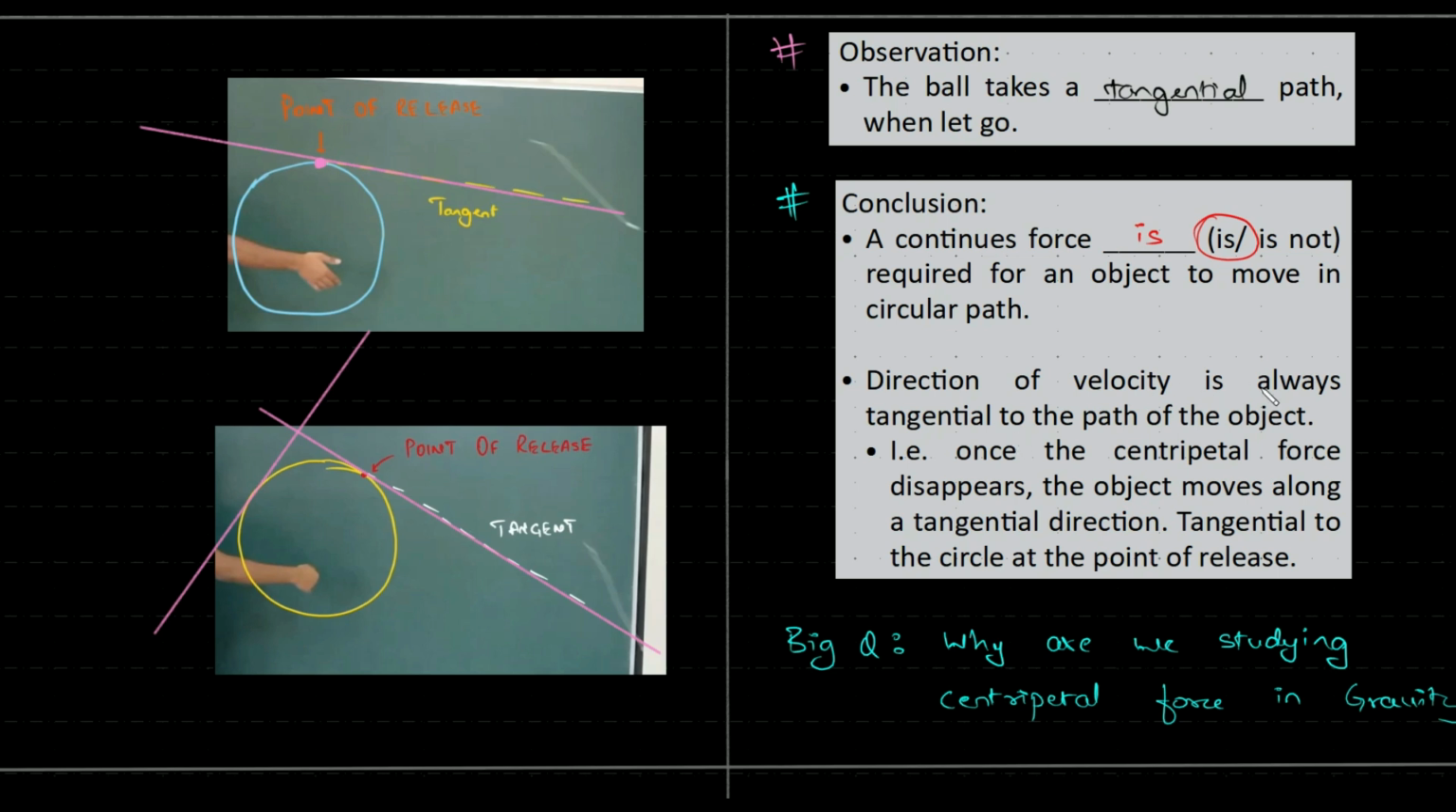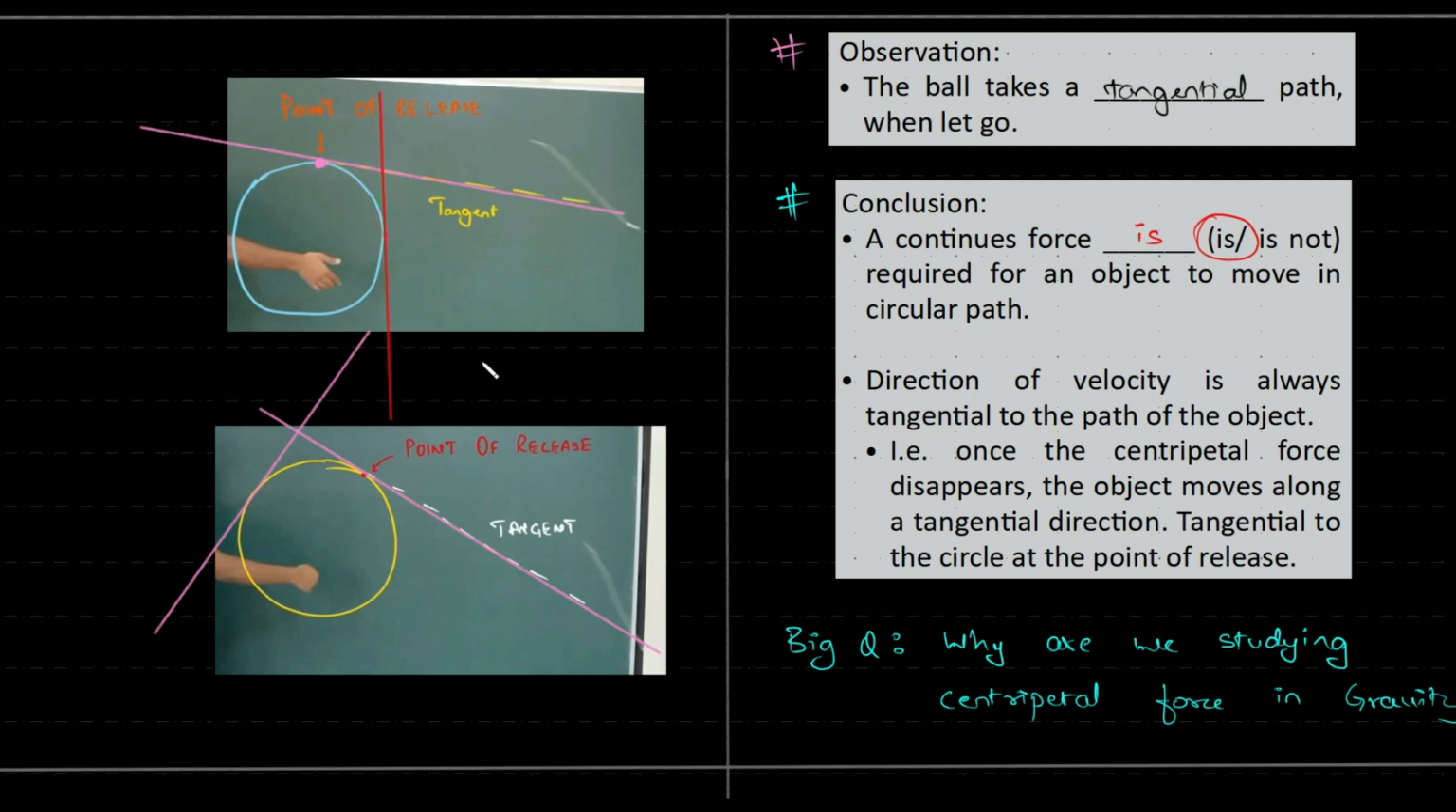So the direction of velocity is always tangential to the path of the object. Don't worry, you guys will make sense of all of this as and when you study the chapter. So the direction of velocity is always tangential to the path of the object. That's why this bob, when we released it, took a tangential path, right? Because the velocity is in that direction at that moment of time. If I had released over here, all I have to do is draw a tangent and you're done. As simple as that.